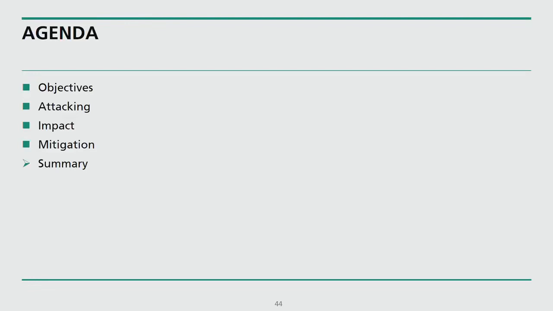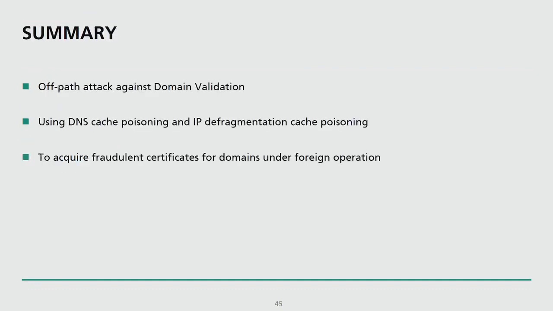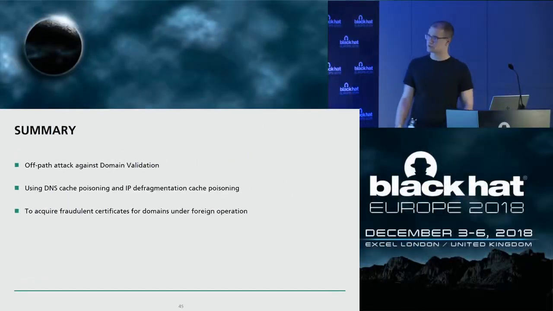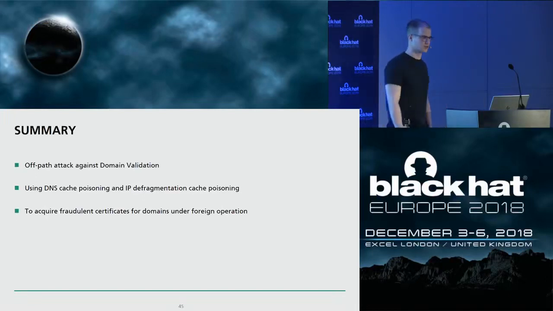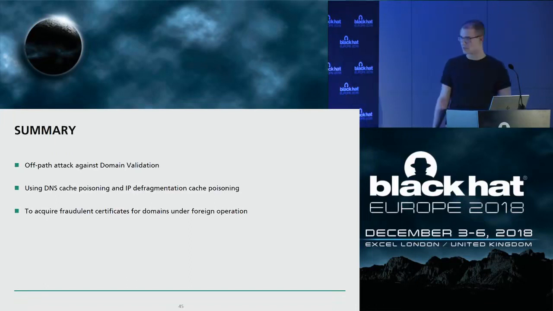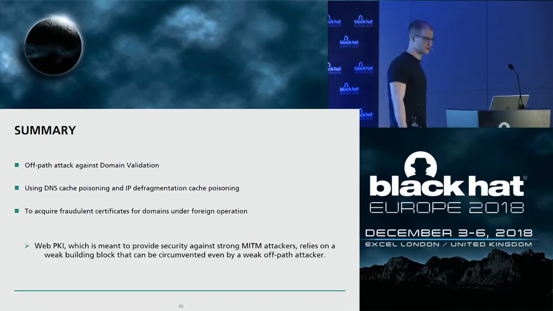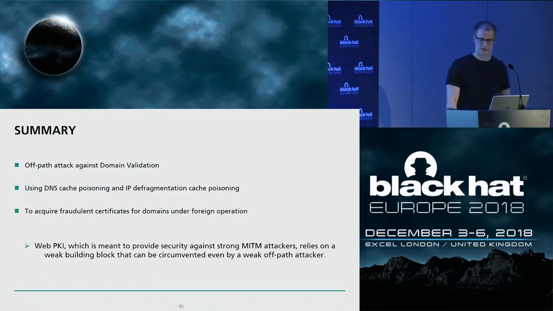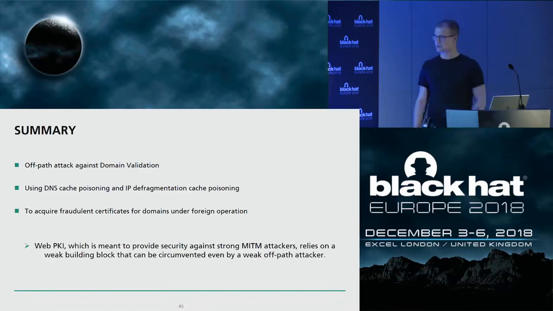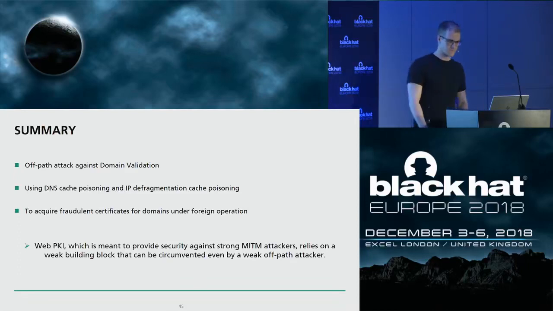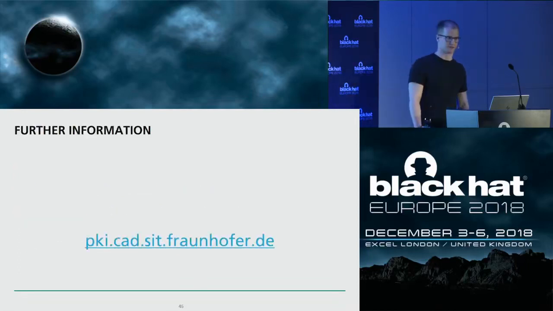Okay, time to draw the conclusions. The summary. We've seen an off-path attack against domain validation, which leveraged IP defragmentation cache poisoning to achieve DNS cache poisoning. And using that, we were able to acquire fraudulent certificates for domains which are under foreign operation. This means ultimately web PKI, which is meant to provide security even against strong man-in-the-middle attackers, relies on a weak building block that can be circumvented by a weak off-path attacker. Thank you for your attention.